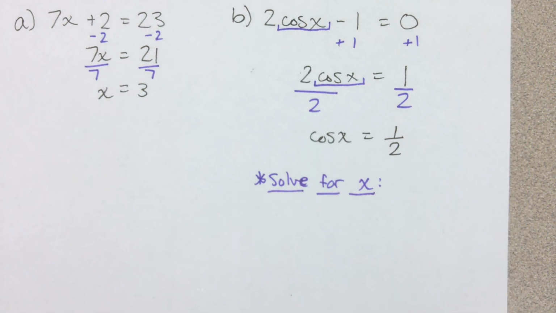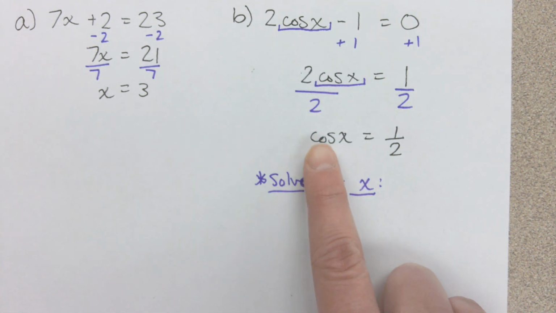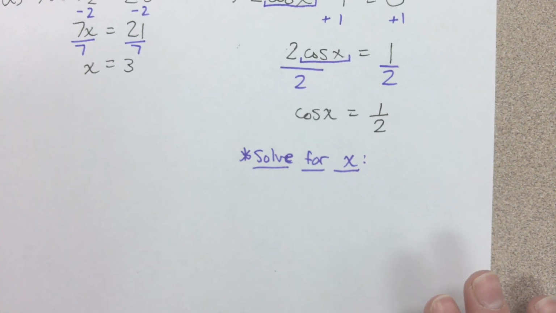This one's fairly easy to do just using the unit circle, so that's how we're going to do it. When you're solving for x, you need to look at this and the question you're asking, what value of x makes it true, where cosine is equal to 1/2 on the unit circle?